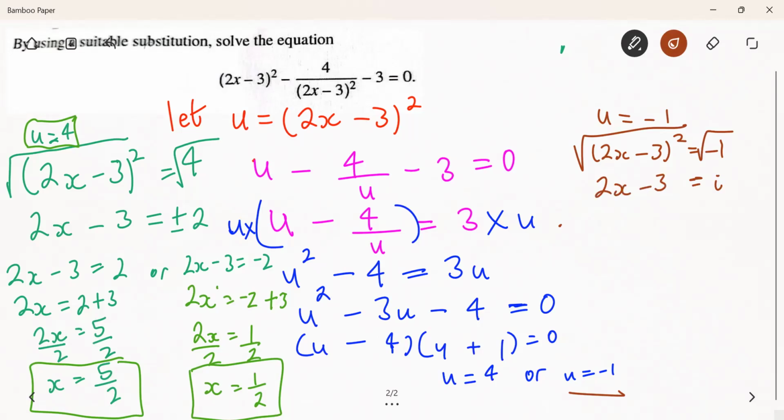But most of the time we don't deal with the complex case or imaginary numbers. So most of the time, for most people, you would say something like: (2x minus 3) squared cannot equal minus 1, because u, remember, is (2x minus 3) squared, and it cannot equal minus 1 because it leads to an imaginary number.